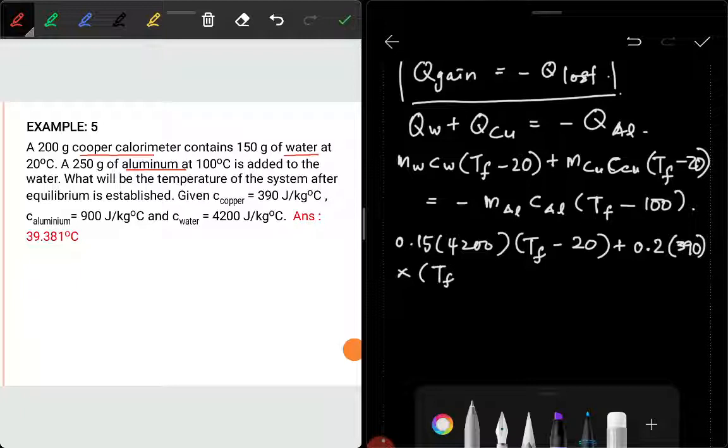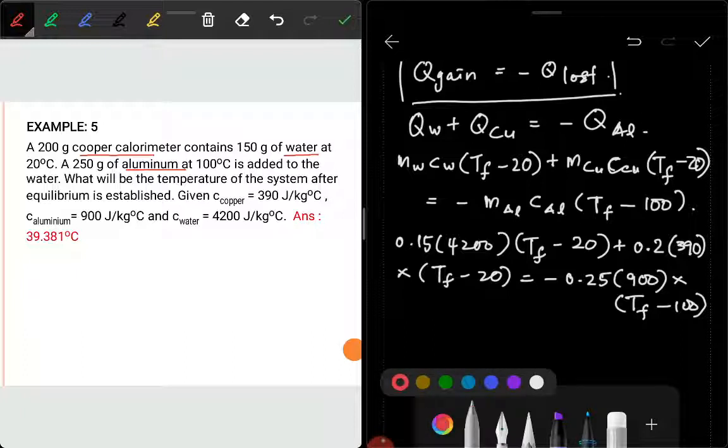final temperature minus initial temperature is equal to minus m aluminium is 250, so 0.25 kilogram, c aluminium is 900, and here is final temperature minus 100. So now you can calculate. There is only one unknown here, T_F. T_F means final temperature.